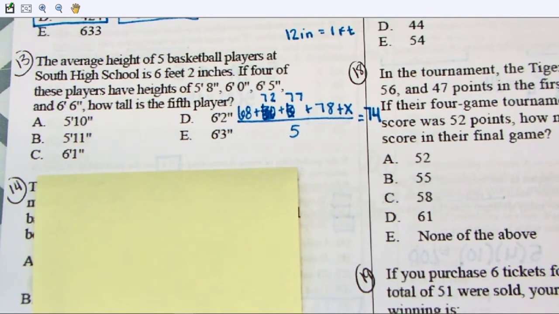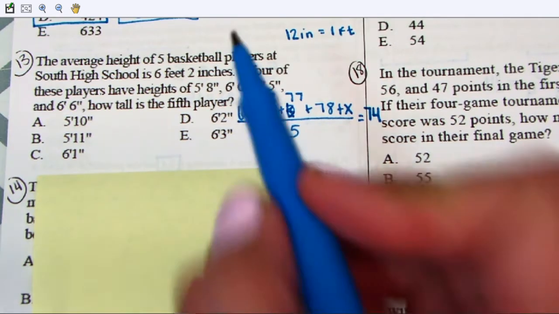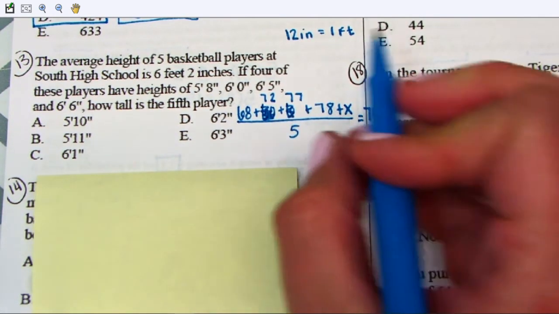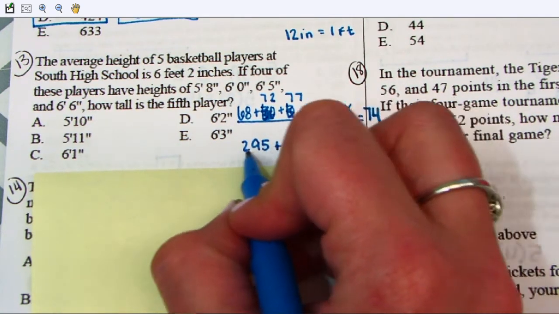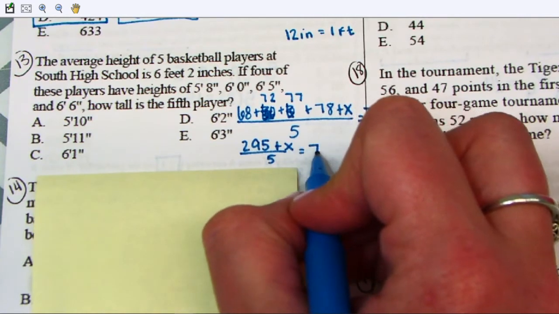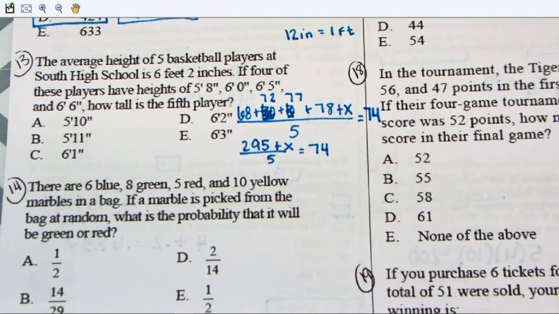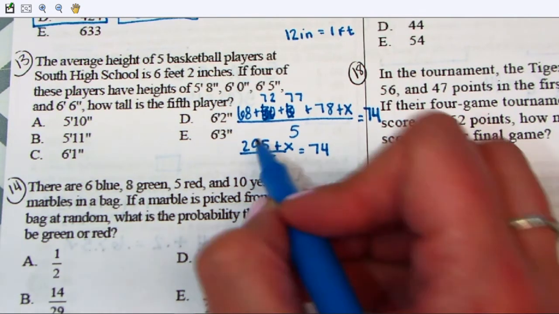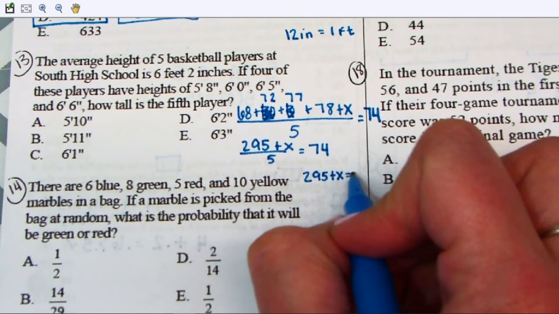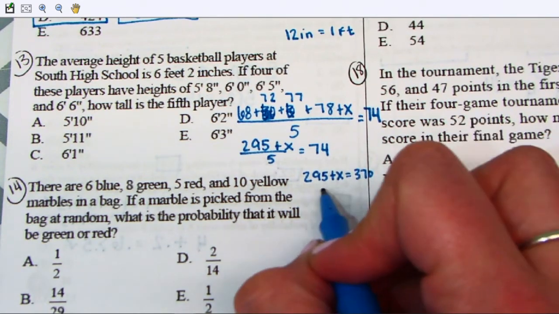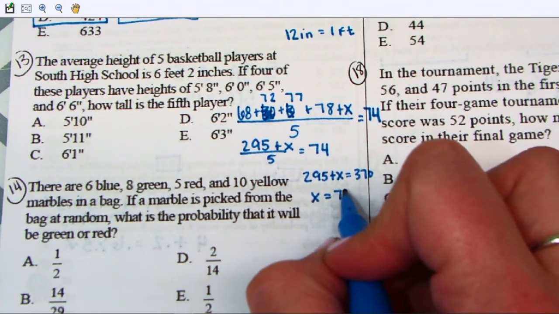Okay, now what we're going to do is solve for x. So I'm going to add the numerator. Remember, this is all in inches. So I get 295 plus x over 5 equals 74. We'll kind of work it in the side. Multiply both sides by 5. So 295 plus x equals 370. When I subtract 295, I get 75.